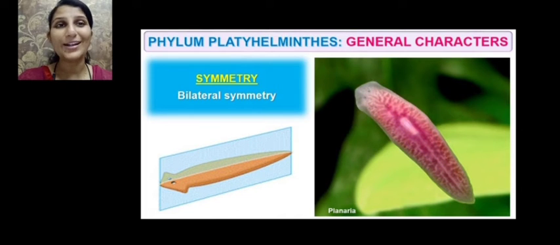So that's why they are called flatworms. Now about the symmetry, they are bilaterally symmetric. What do you mean by bilaterally symmetrical? That is, the body can be divided into two equal halves by a plane passing through the central axis. Unlike radial symmetry, they are bilaterally symmetrical.